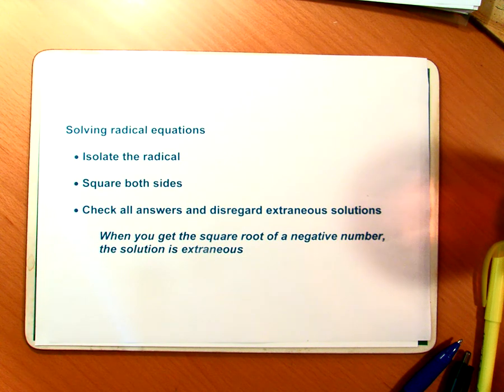If there are two radical expressions in your equation, then one has to be by itself on one side and the other has to be by itself on the other side. If that's not the case, then you can't solve it in Algebra 1. Not that you can't ever, but you can't solve it in Algebra 1. Okay, once you do that, we're going to square both sides, and then we're going to check all of the answers and disregard the extraneous solutions.